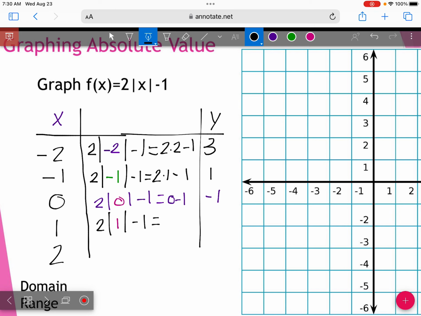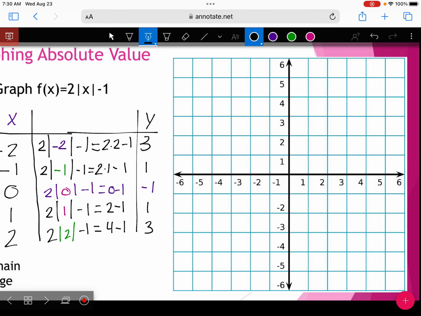Absolute value of 1 is 1. So 2 times 1 is 2 minus 1, 1. And then our last one, we've got 2 times the absolute value of 2 minus 1. So 4 minus 1, which is 3. And that gives us our points to plot.